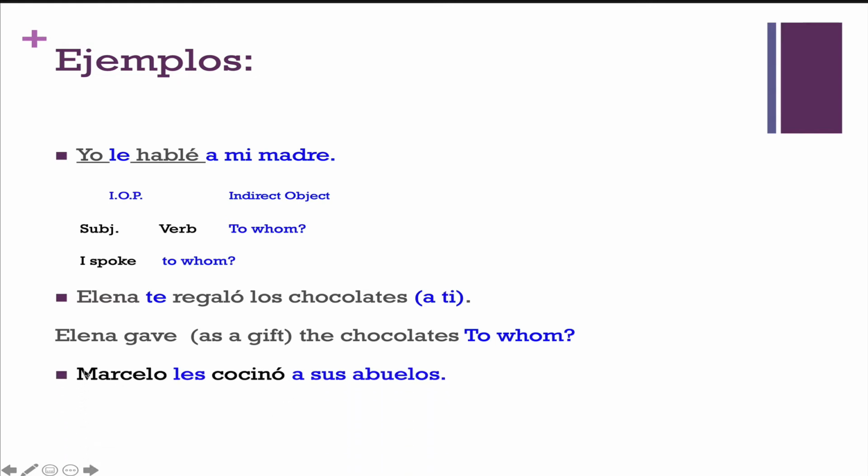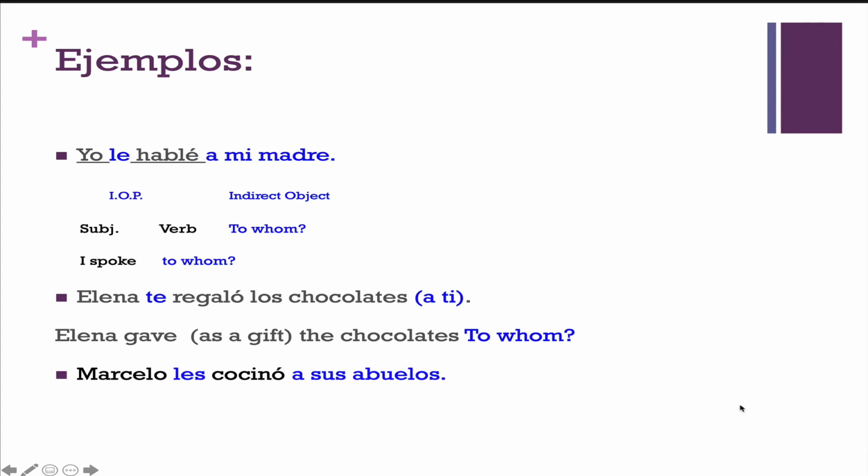Okay? Marcelo les cocinó a sus abuelos. Marcelo cooked for whom? For his grandparents. That would be the indirect object. So you need to add the indirect object pronoun that is usually sandwiched between subject and verb. You see, Marcelo cocinó, right in the middle you would add the les. So in the middle you would add it, whether it's me, te, le, nos, os, les, to indicate to whom or for whom you did something. In this case, Marcelo cooked for his grandparents. They're the indirect object.